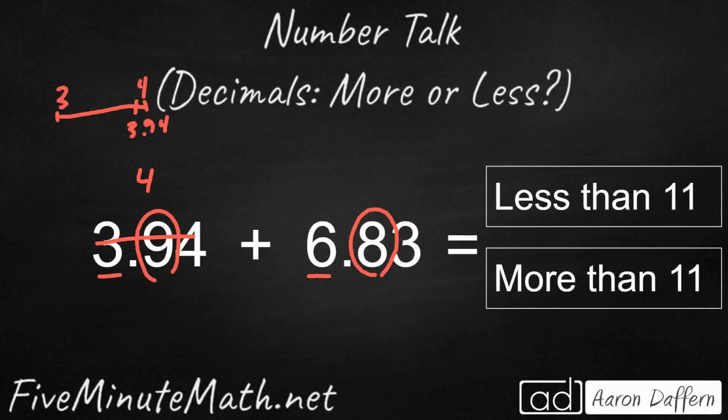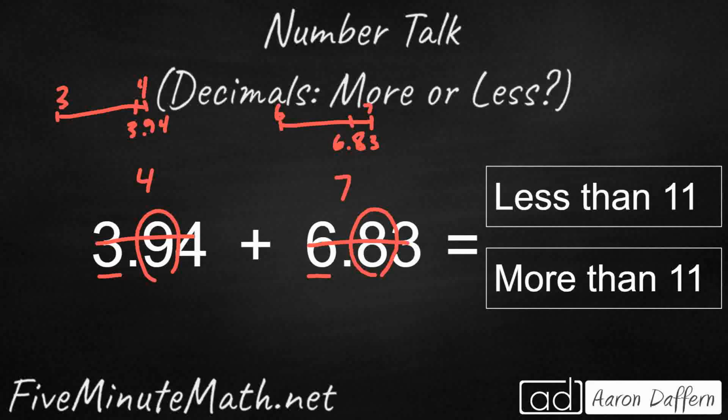And then let's look at that 6.83. And so that is between these two boundary numbers of 6 and 7. So 6.83 is not so far over as the 3.94, but that 8 tenths is definitely closer to the 7 wholes than the 6 wholes because it's past that midpoint of 5. And so let's think of this as 7.